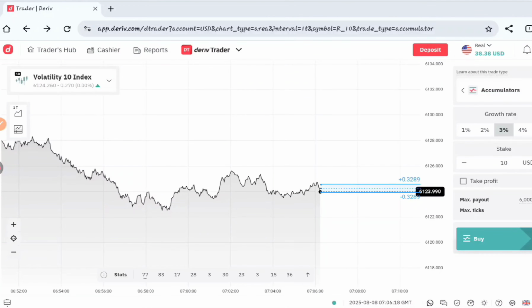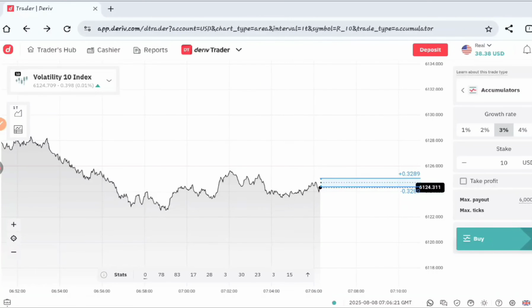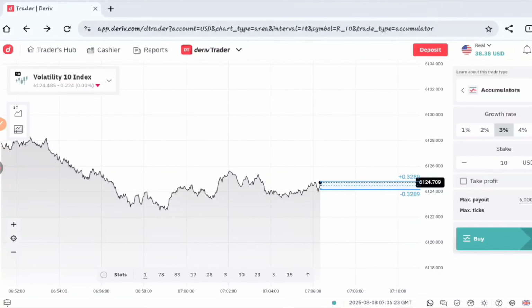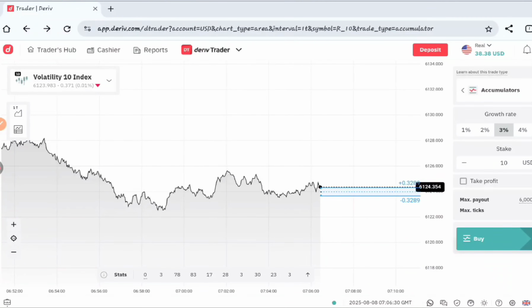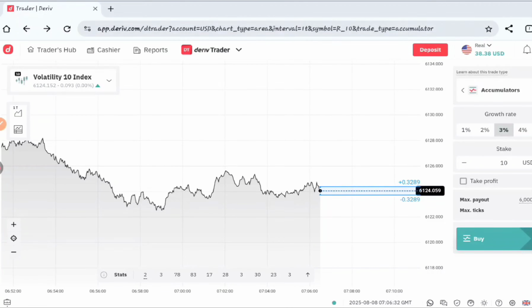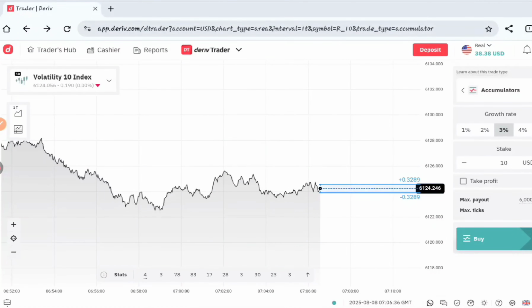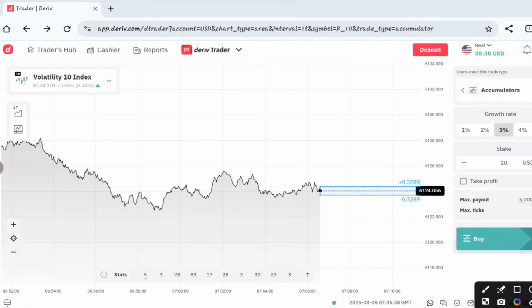So if you go to this website right here, this is the Deriv trading platform. If you don't have an account with Deriv, you have to create an account so that you can use this platform. I will leave a link in the description. If you go to this website and create your account, you are going to have to deposit money into your account first, so just make sure your account has some money.